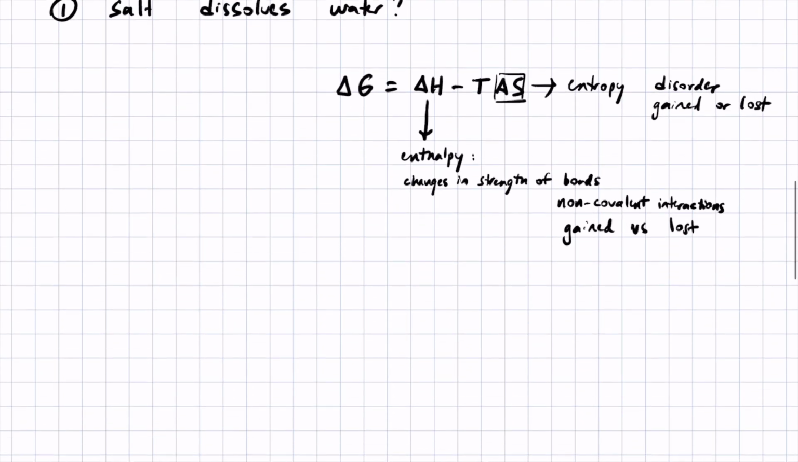So we can use these two ideas, interactions or bonds, how strong they are before a process versus after, and then disorder, how ordered were we before versus after, to get a sense for whether a process should be favorable or not. If delta G is negative, the process is going to be favorable. Another word for that is spontaneous. And then if delta G is positive, it's going to be unfavorable.